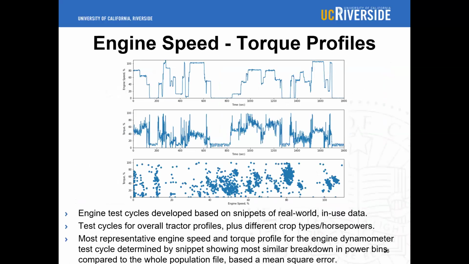Okay, so what we did with each of these data sets was we looked at different snippets of time. And so this here represents the engine speed as a function of time over basically a 30-minute segment. The top is the engine speed. The second one is the torque percentage. And then the third one is the torque percentage as a function of engine speed.